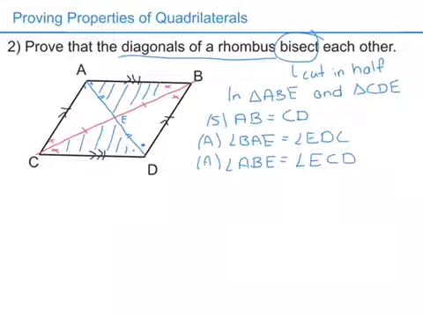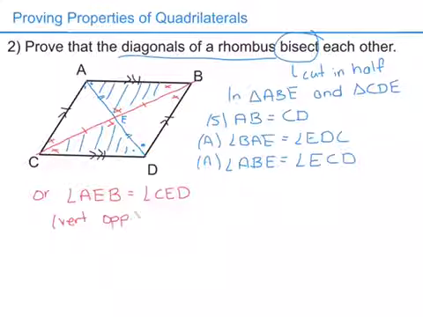The other one that I could have used is these two vertically opposite angles in the middle. So we could have said angle AEB is equal to angle CED because they're vertically opposite each other. And again, it's a property that's not the one we're trying to prove, so we're allowed to use it. In either case, we've correctly identified the test AAS and hence proven that our two chosen triangles are identical.